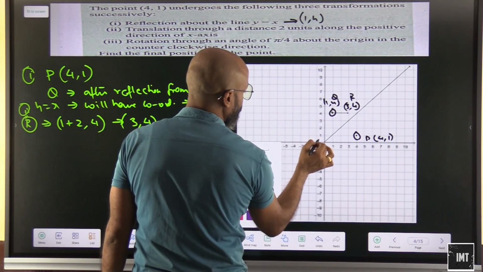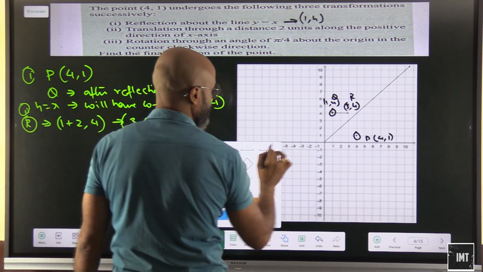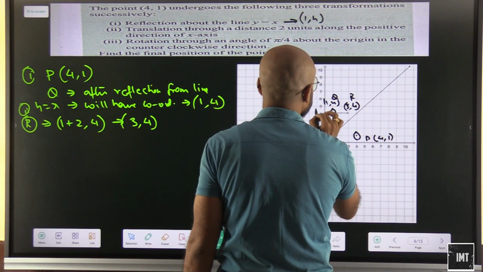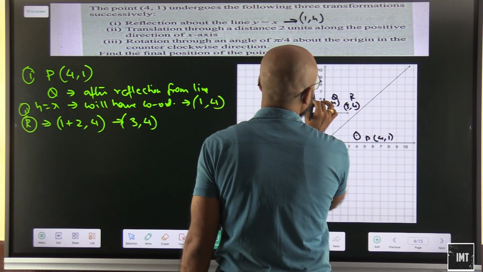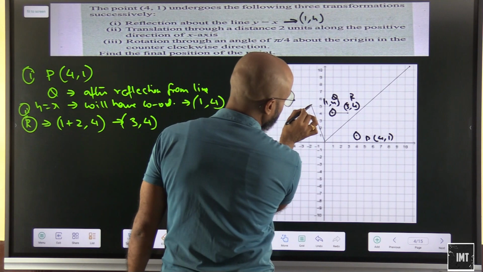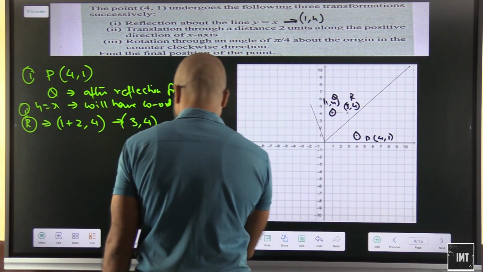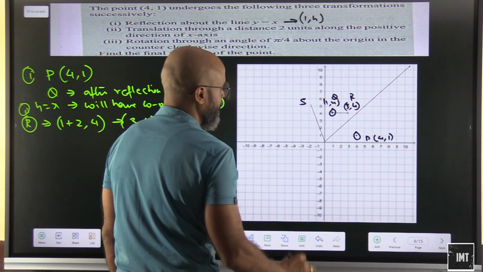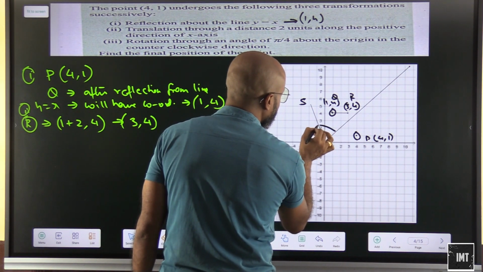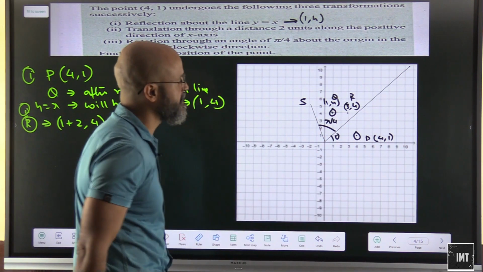Rotation by an angle of pi by 4. Let me draw this here. Let's say this is what we are getting for S. We have this point R, and let's say this has been rotated, so we are getting a final point S by rotating it by pi by 4. Let this angle be theta.